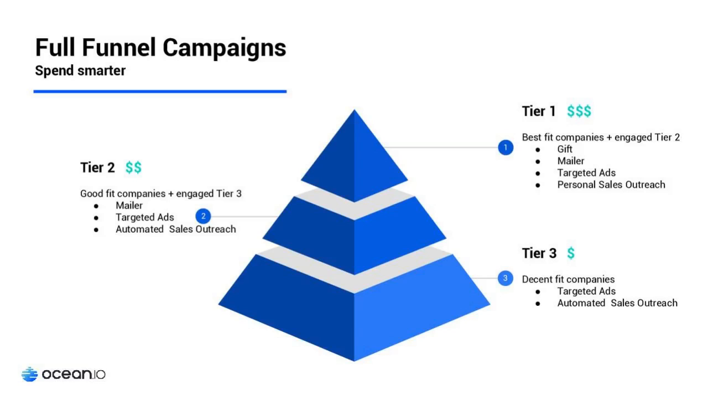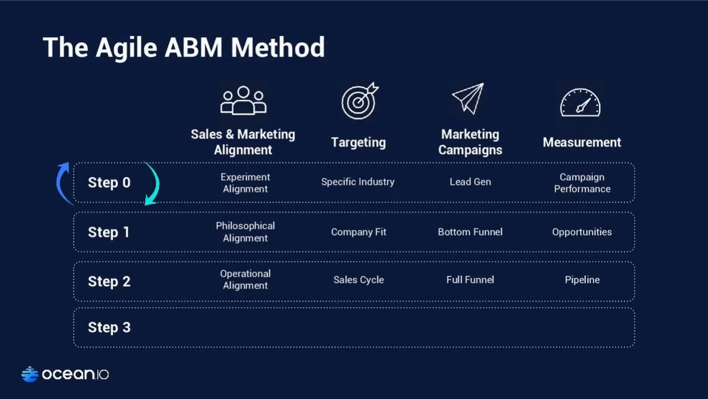Tier 2 is getting a little less. Maybe you're automating some more sales outreach, a little less personalized. It depends on what tools and stack you're working with to run this. And then tier 3, it's still good fit companies, but it's a lot more automated because you're just not spending as much. So that's thinking about your full funnel marketing campaigns, and how do you approach it, or how do we approach it?